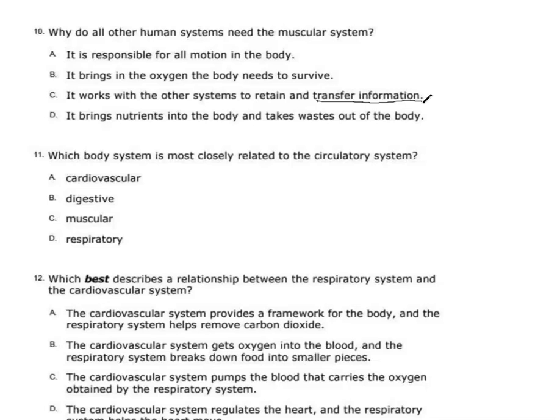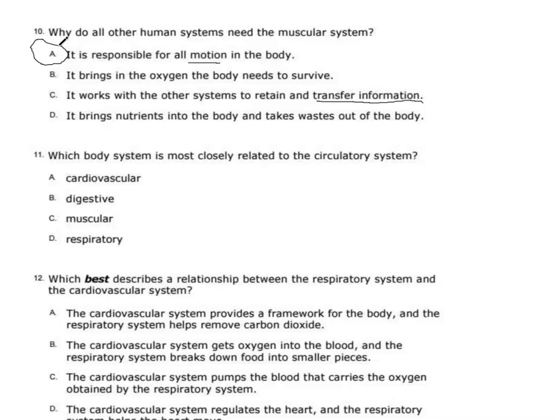What does the muscular system do for us? Think about the main functions of the muscular system. Motion. It is responsible for all the motion in the body. It helps us breathe. It helps us move food through the digestive system. It helps us move our skeleton. It is all about movement. A is the better answer.